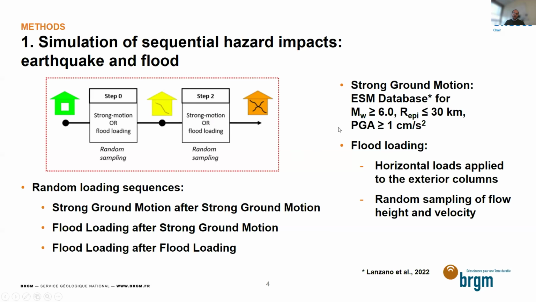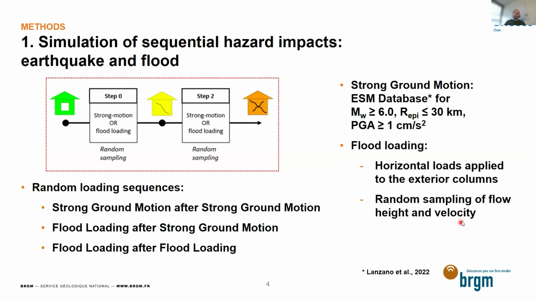As far as the earthquake loading is concerned, we used unscaled ground motions from the European Strong Motion database. We filtered the database with these criteria, and we ended up with about 300 records. In each step, when the loading was a strong motion, we randomly picked one of the two components of the record and did not use the other component. If the same ground motion came up, it was rejected, and we kept looking for another one for step 2, to avoid using the two components in the same analysis.